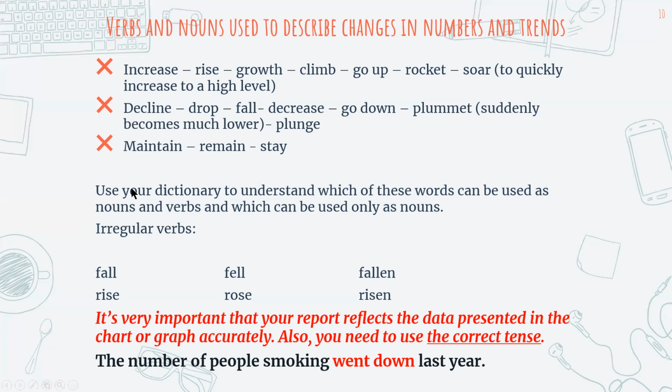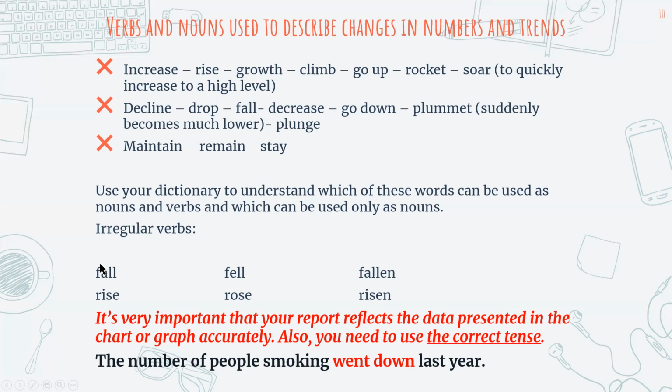Now you have to use your dictionary to understand which of these words can be used as nouns and verbs and which can be used only as nouns. Can you say an increase? Can you say a rise? Can you use growth as a verb or not? Can you use a climb as a noun or only a verb, and so on. You have to do that on your own, and please do it, because if you don't, you will make mistakes. And you have to notice that there are some irregular verbs, like fall is irregular.